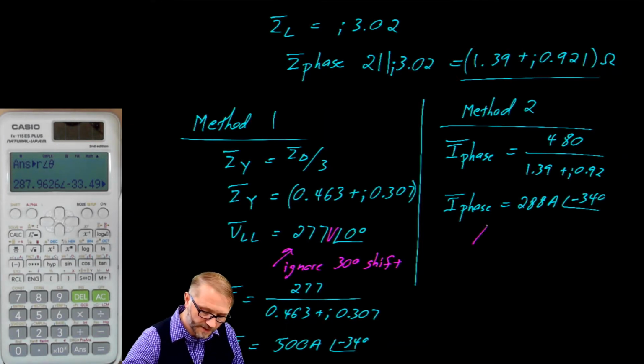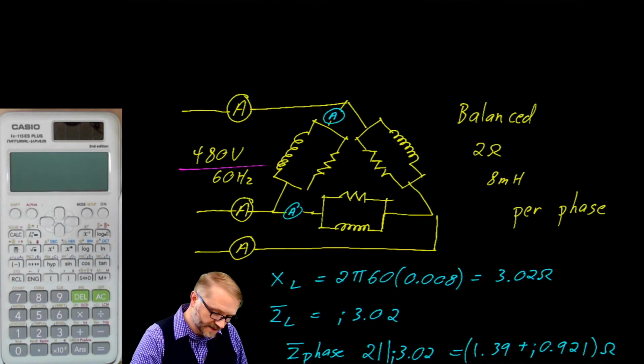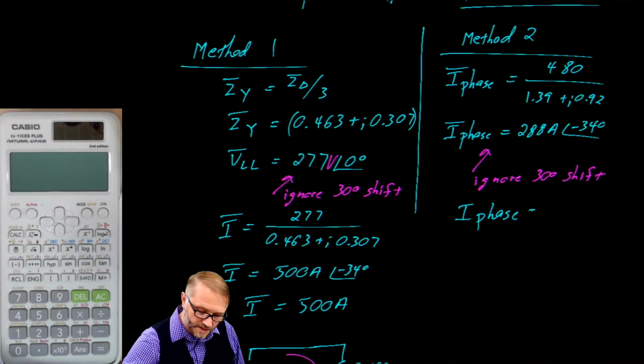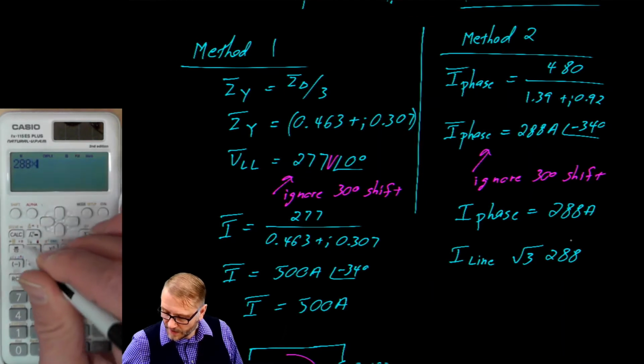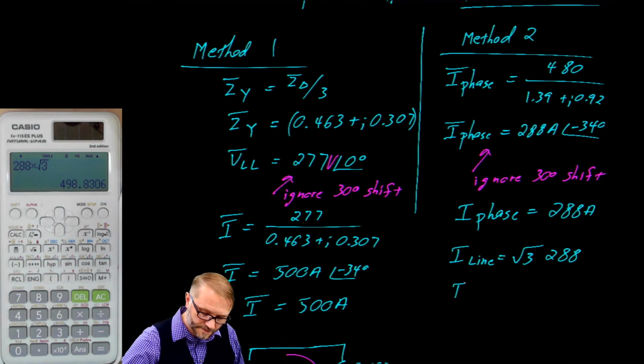In our next step, we are going to ignore the 30 degrees phase shift, which isn't so strange because things like this little amp clamp are not aware of phase shifts. So we can simply say that the current in a phase, and that's the current measured here using something like this, is 288 amps. The line current would be the phase current times root 3. That's 288 times the square root of 3, and there is our 500 amps.